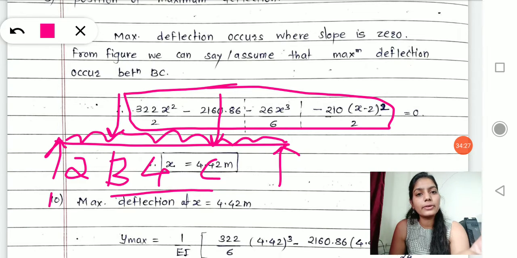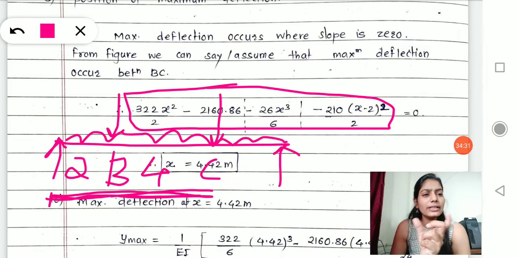So between B to C means what? From A support, if I calculate, it will be at 6 meter. Somewhere in the span of 1 to 6 meter. Most probably from 2 to 4 meter. From B to C, 2 to 4 meter onwards, there will be a high chance of maximum deflection, and a high chance that the slope will be 0.